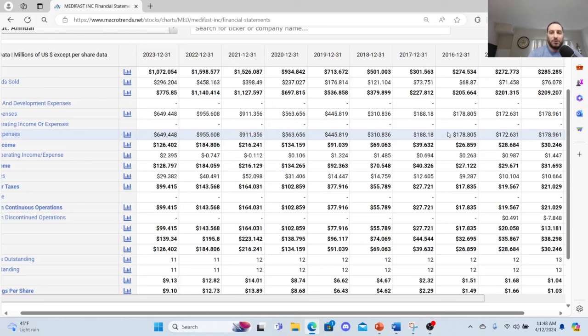So annually in millions US dollars: 2014, 285; 2015, 272; 2016, 274; 2017, 301; 2018, 501; 2019, 713; 2020, 934; 2021, 1526; 2022, 1598; 2023, 1072. Still, that explosive influx of money is still what attracted me.